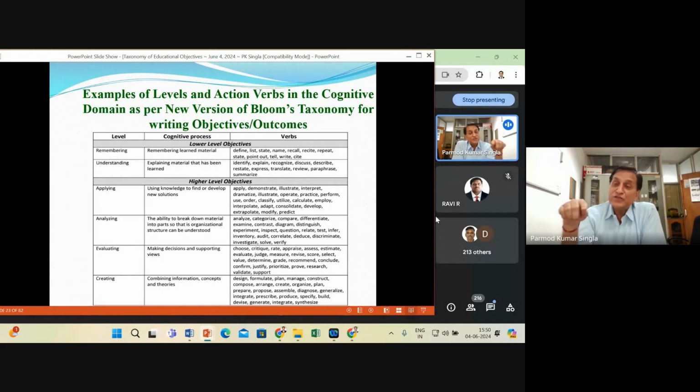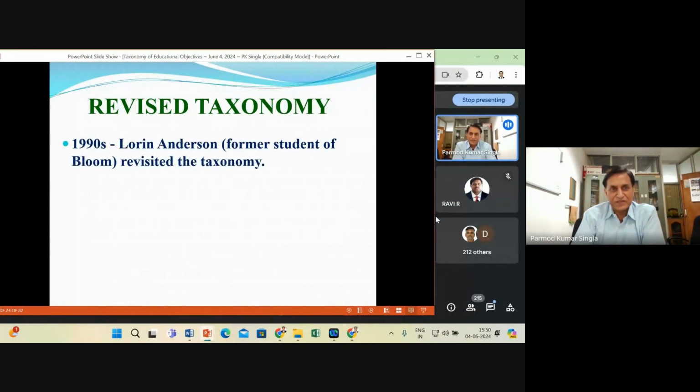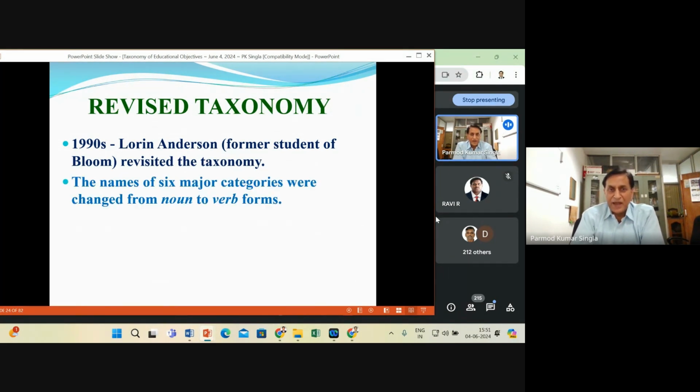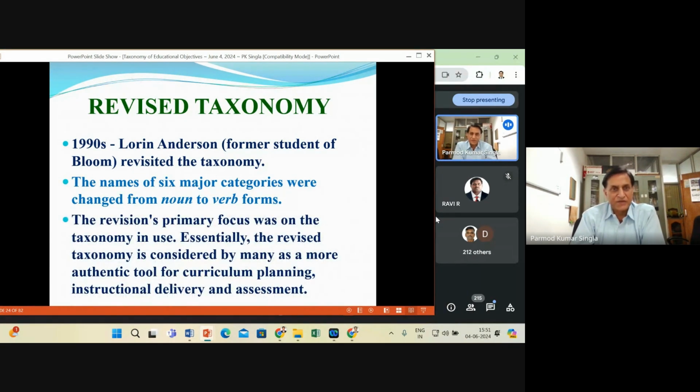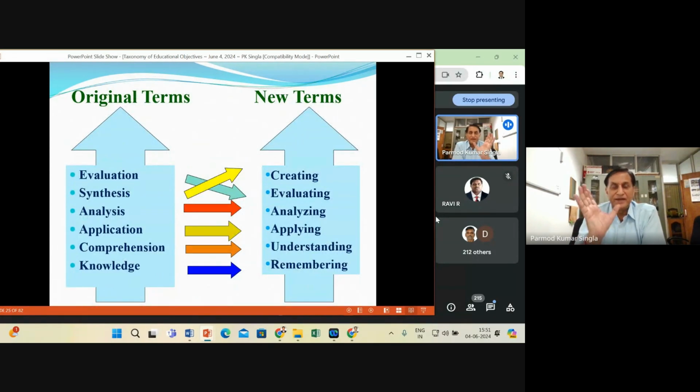One of Bloom's students himself, Andrew, revised the different levels of the cognitive domain. He didn't do much, but to make it conveniently applicable, he changed the nouns to the verbs. For example, in the revised taxonomy in the 1990s, Lorin Anderson, one of the former students of Bloom, revised the taxonomy, naming 6 major categories from nouns to verbs, what Mr. Ravi was talking about just now.